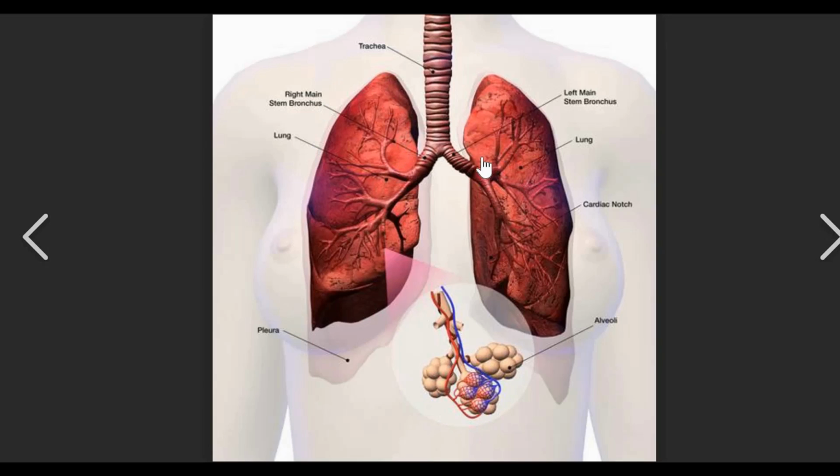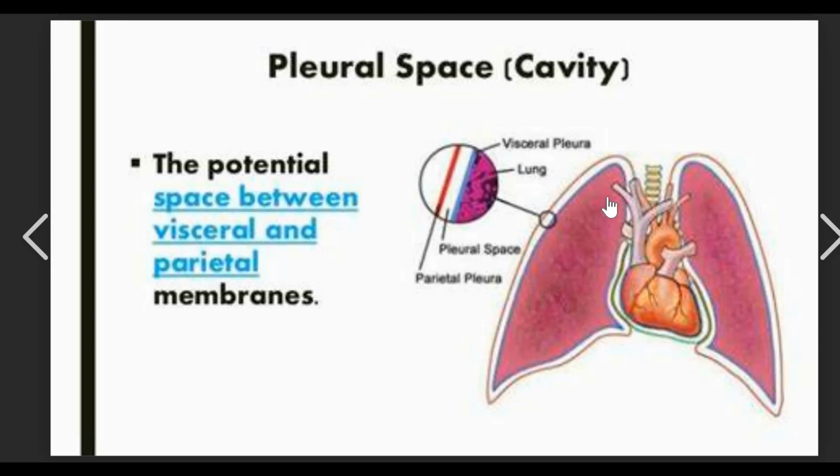This is the right lung, left lung, and the lungs are divided into lobes by fissures. Right lung is divided into 3 lobes, whereas left lung is divided into 2 lobes, 1 and 2. Lungs are covered by a membrane called pleural membrane. It's a picture of the lung, and it is covered by 2 membranes called pleural membrane.